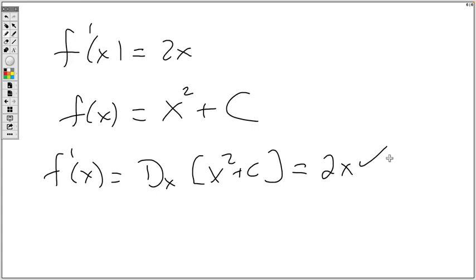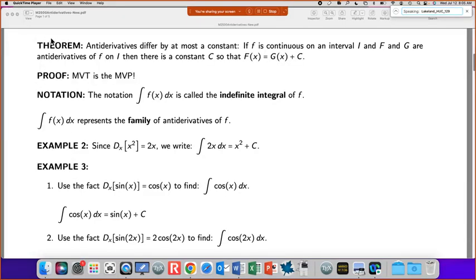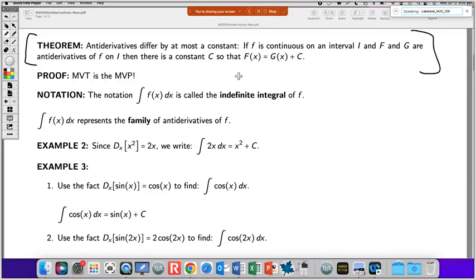But then you could say, okay, well, are those the only antiderivatives? In other words, is that how you catch them all? You just tack on a plus c? And the answer is yes, because of the mean value theorem. So that's this theorem here. Antiderivatives differ by at most a constant. More specifically, if little f is continuous on an interval I, and capital F and G are antiderivatives of f, then there is a constant c so that F of x equals G of x plus c.